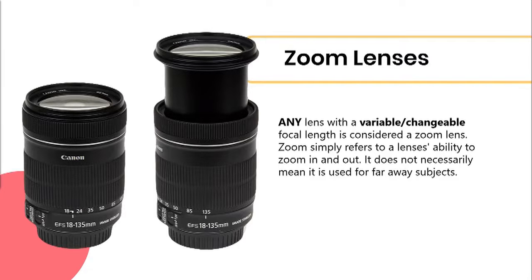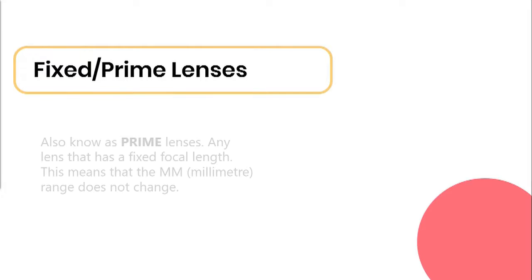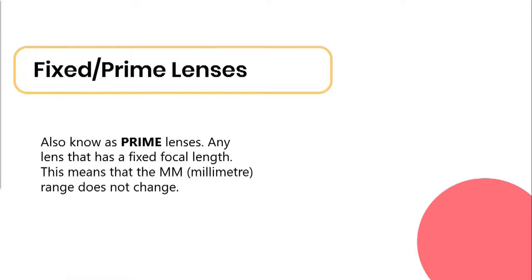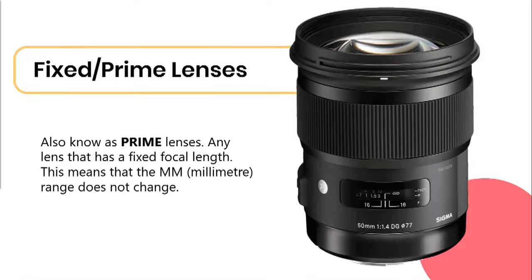Any lens that has different focal lengths on it, the ability to zoom in and zoom out, is known as a zoom lens. Now, the opposite of that, for want of a better word, are fixed or prime lenses. Fixed or prime lenses are lenses that only have one single focal length available to them. So for example, the 50mm Sigma lens that I have displayed here, it's only 50 millimeters.